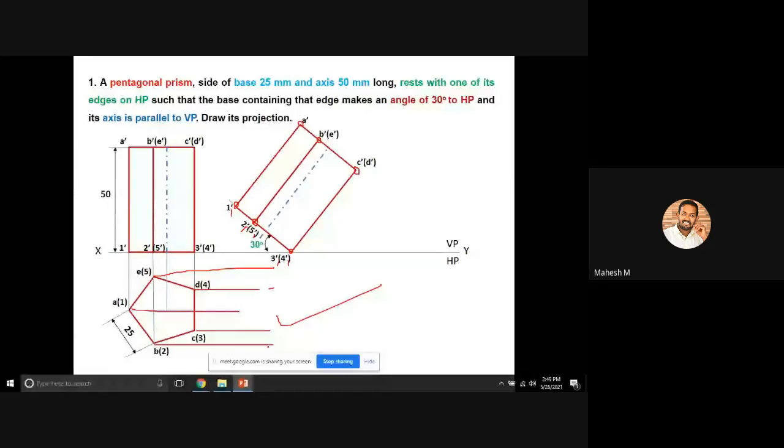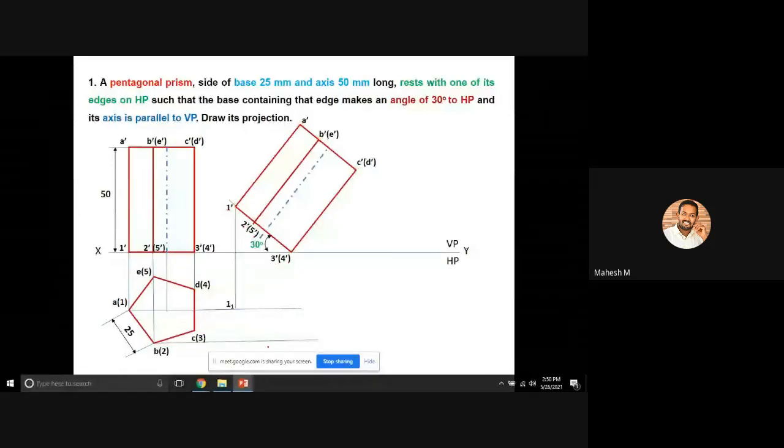Similar to that, you have to project the 6 corners from the front view towards the top view position. So the projection will be like this. Okay, so you can project all the corners.